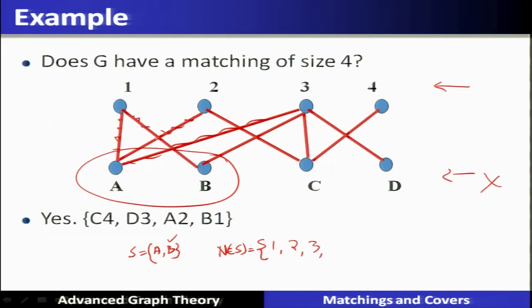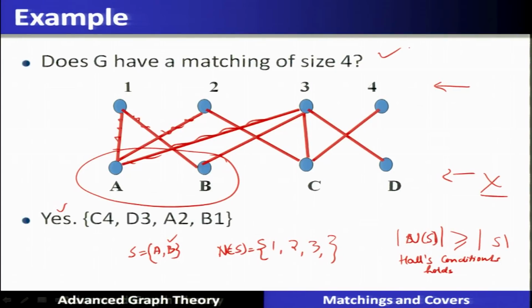About B, it has neighbor 1, nothing changes, it has neighbor 3, nothing changes. So, the cardinality of the neighborhood of S is obviously more than the cardinality of S, hence Hall's condition holds for every subset of X. Hence, this particular case basically has a matching of size 4. If it is asked, then you have to produce this matching of size 4.